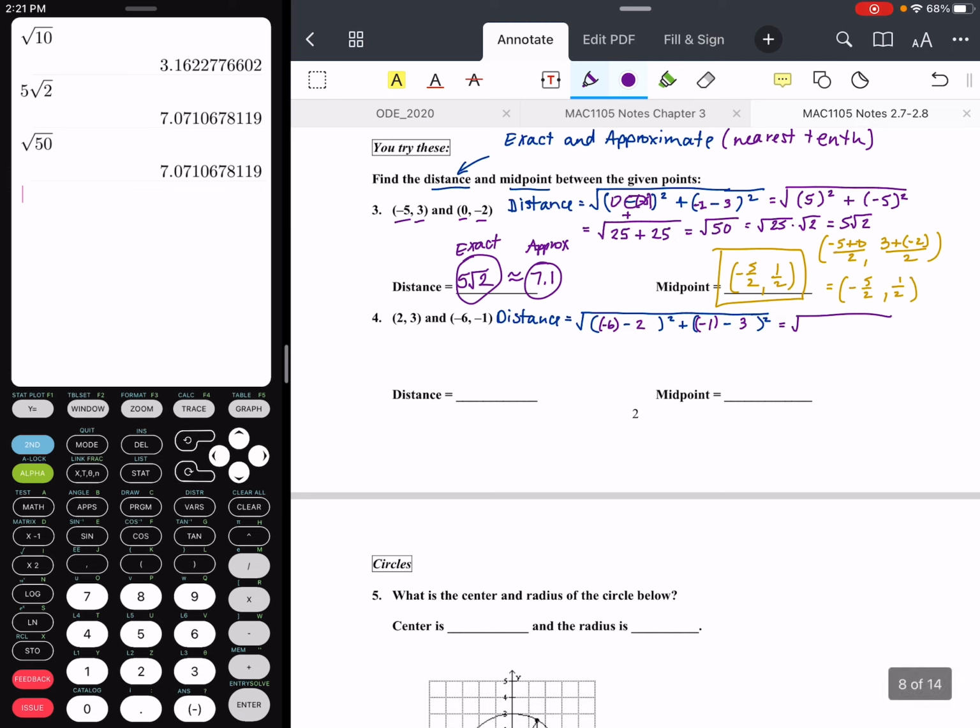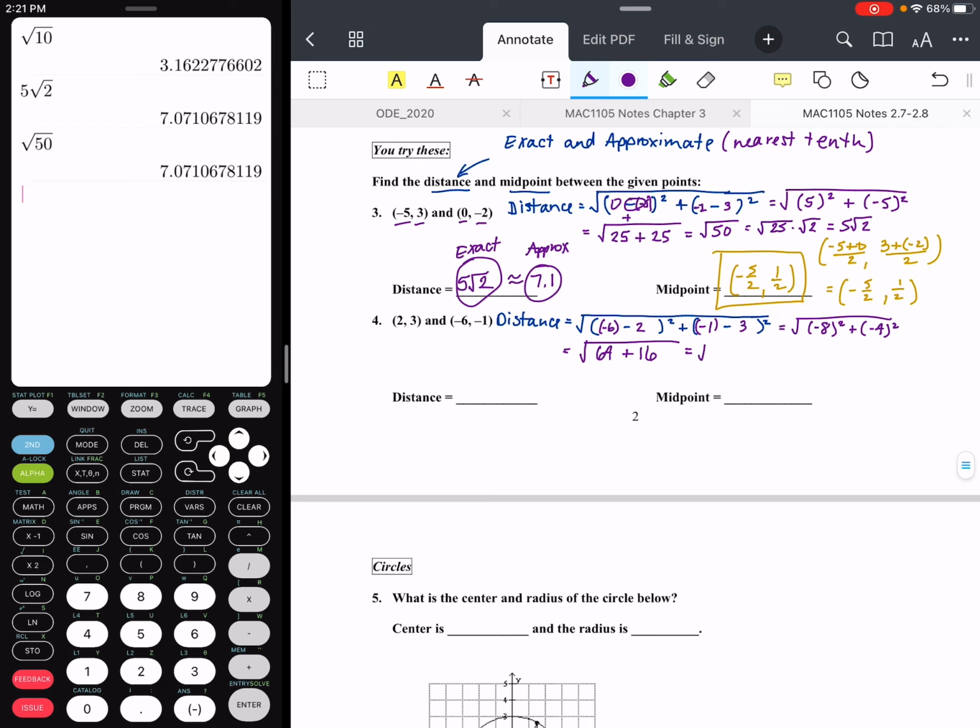So -6 minus 2 in parentheses gives me -8 squared. -1 minus 3 gives me -4 squared. -8 in parentheses squared is positive 64. -4 in parentheses squared is positive 16. And remember, we're not going to make the mistake of saying, oh, that's 8 plus 4, which is 12. We're going to keep going and add these up to get one number. 64 plus 16 gives me 80.